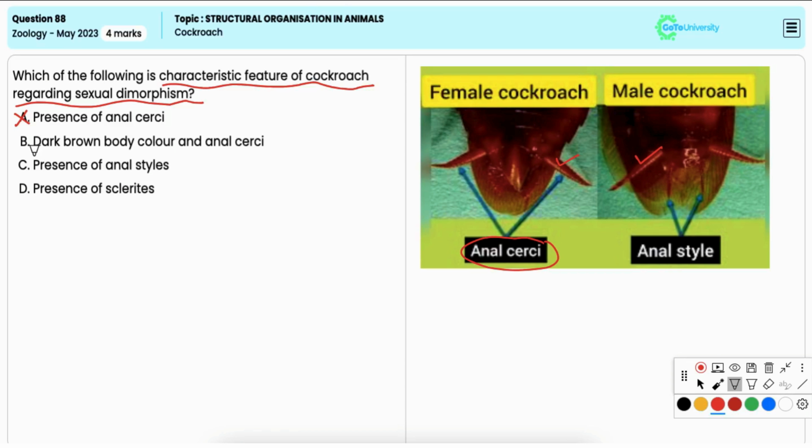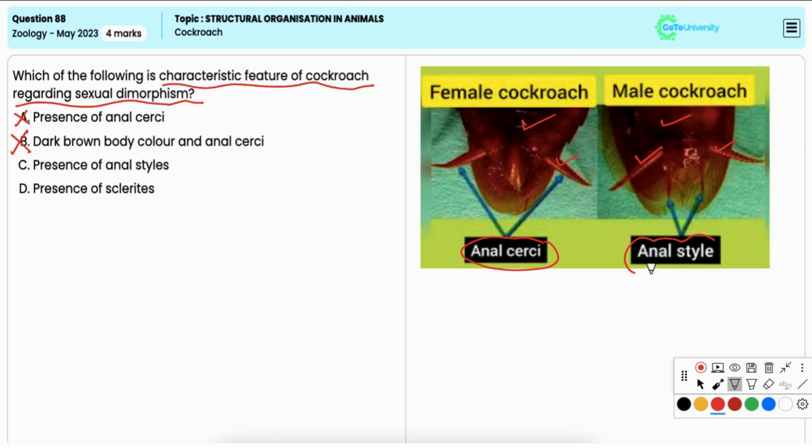Option B, dark brown body color and anal cerci. It is incorrect. The dark brown body color and anal cerci are common to both sexes and not a feature of sexual dimorphism. Option C, presence of anal styles.